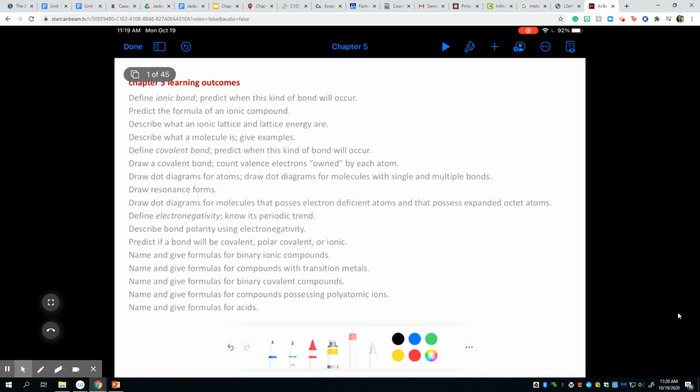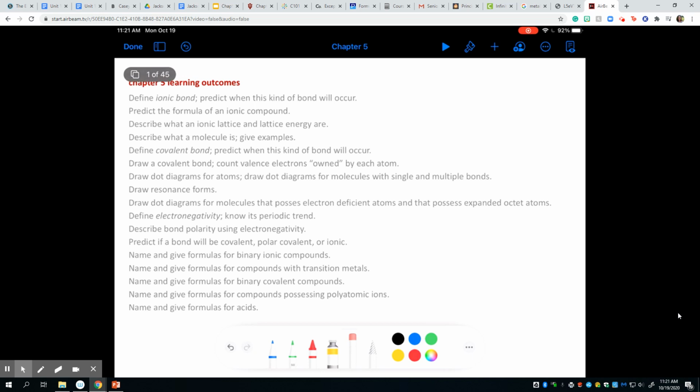Okay, so I'm hoping that most of this is review for you. But we are going to define what an ionic bond is and talk about when those occur. We're going to talk about how to predict the formula of the ionic bond. We're going to talk about ionic lattice and lattice energy. And we're going to describe what a molecule is and give examples.